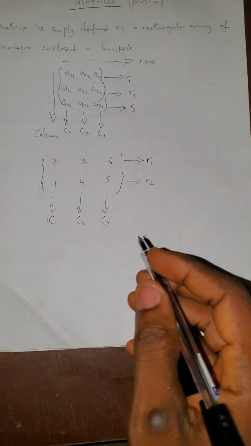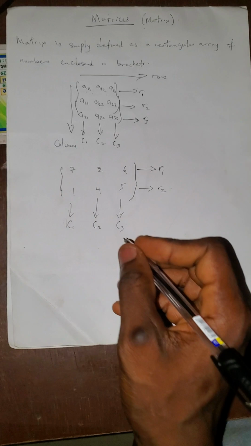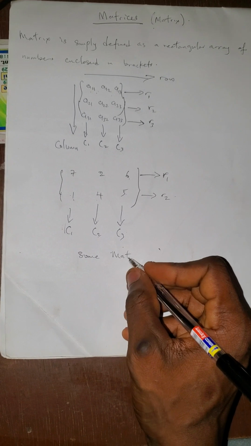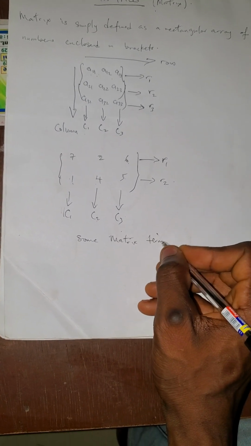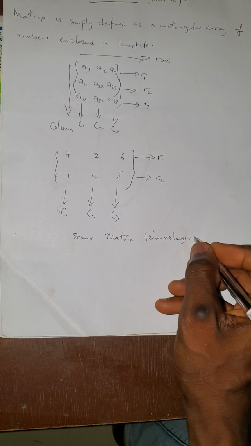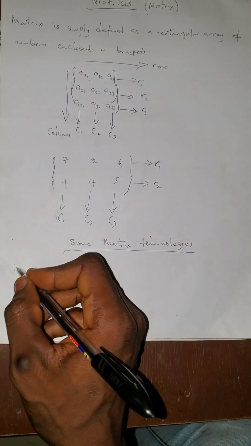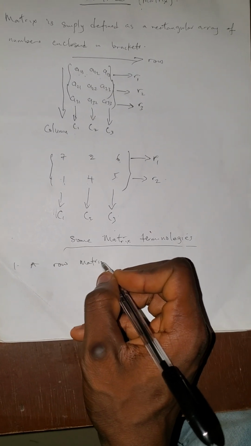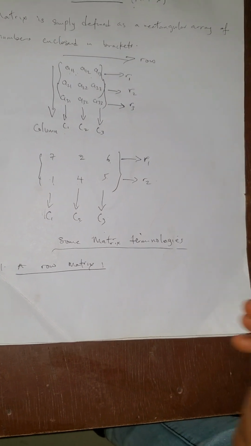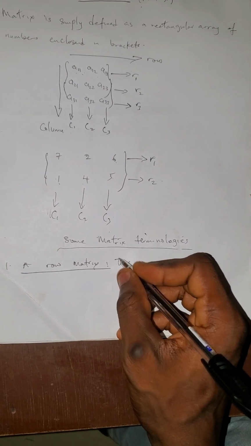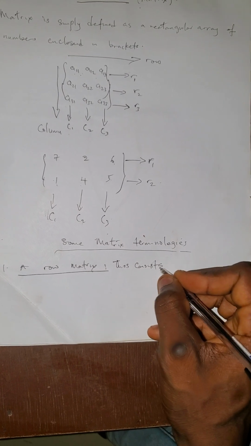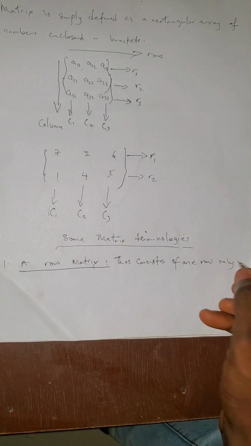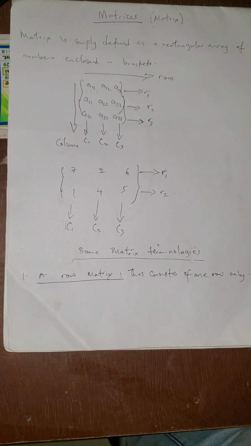Now we have to deal with some matrix terminologies. The first one, a row matrix. A row matrix consists of one row only.